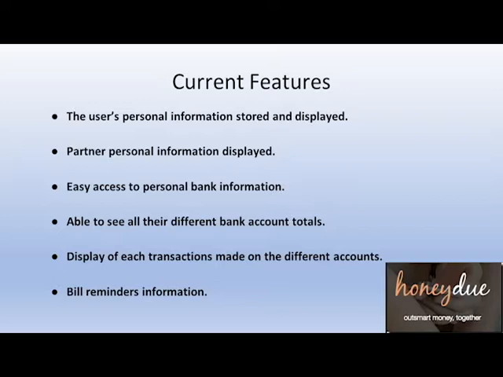Next, we're going to look at features of the HoneyDue app. Current features and future features that could be supported under the current database. We're going to start with the current features, which is the user's personal information, which is stored and displayed. This is first name, last name, email address, and then you're also able to look at your partner's name and email address. Next, you have easy access to your bank information, the different banks you belong to, bank name.